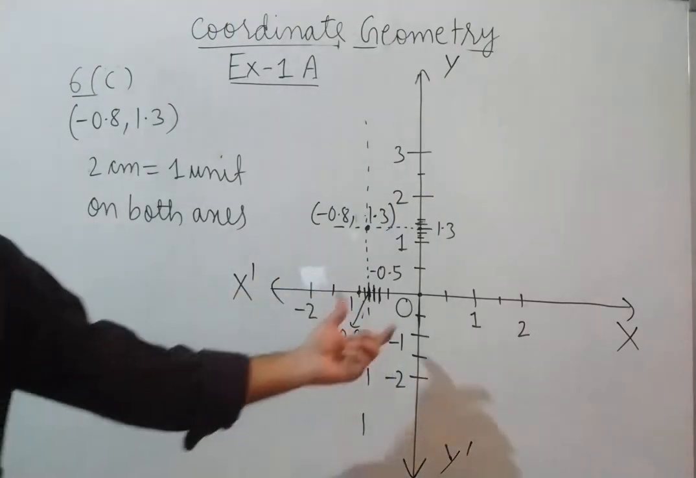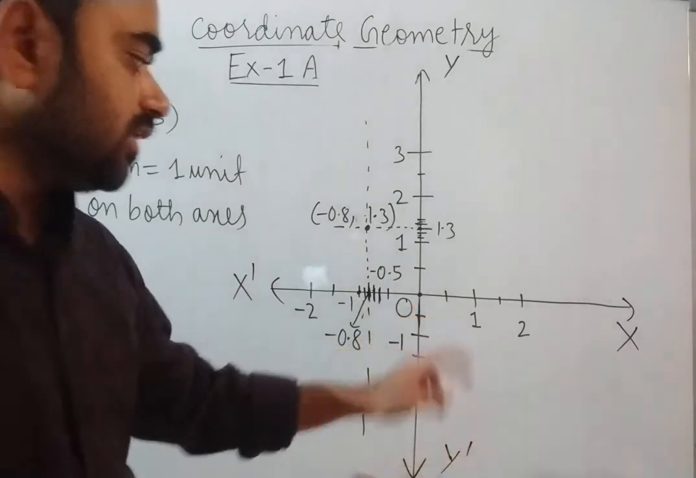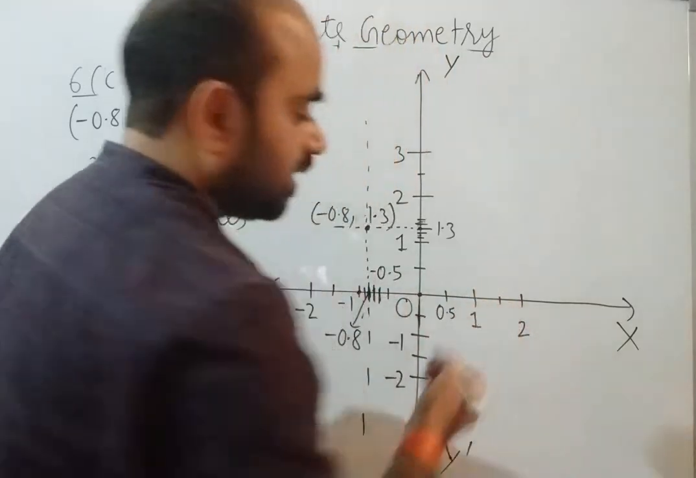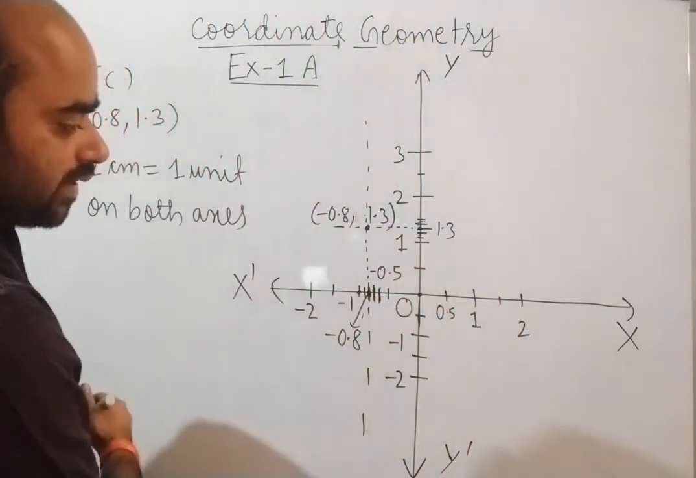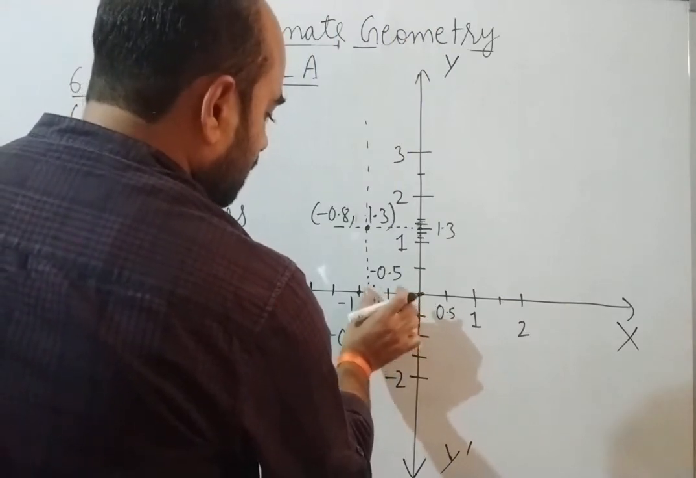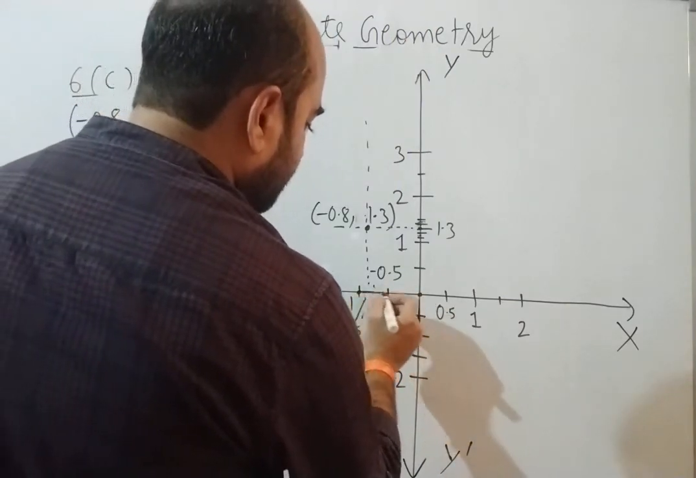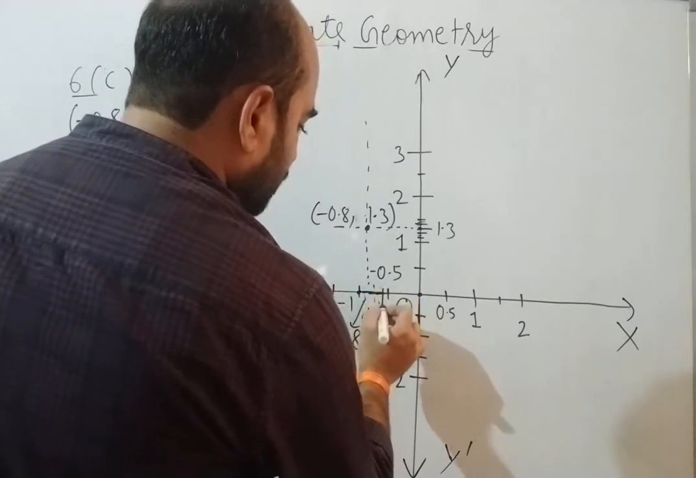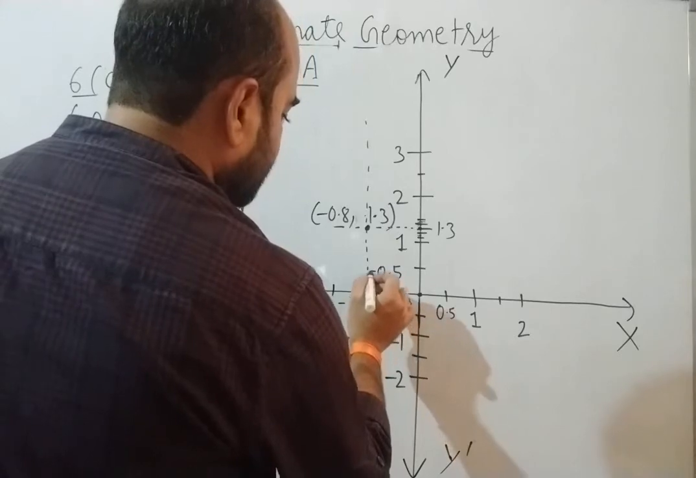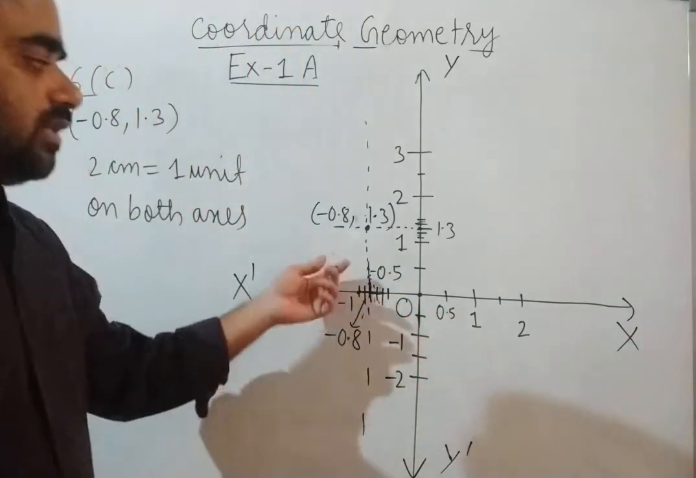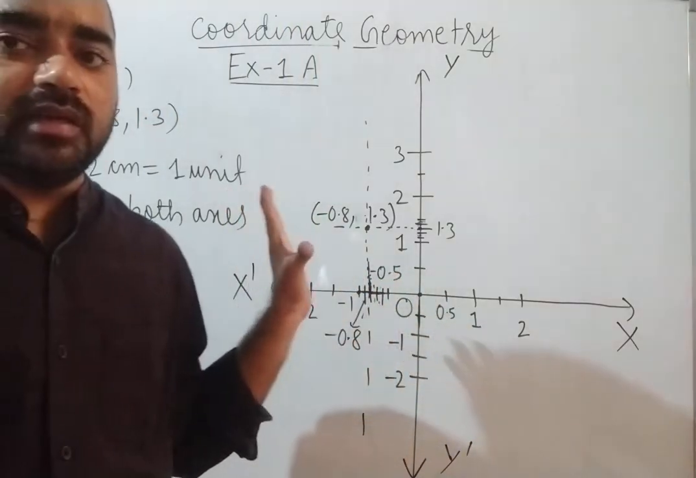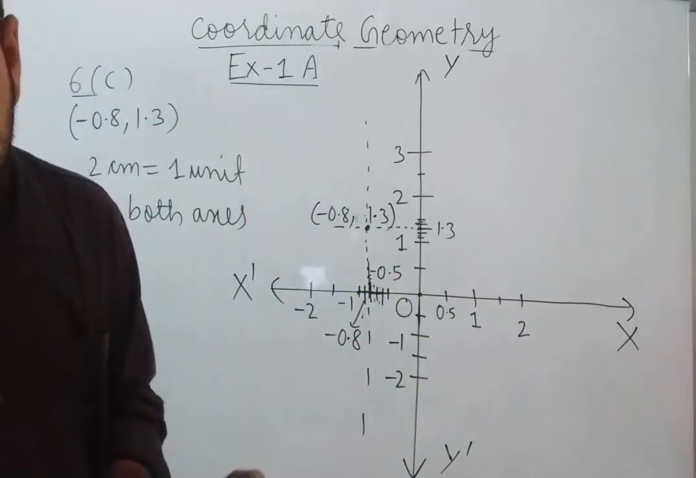Okay. Divisions will be like first 0 to 0.5, then 0.6, 7, 8, 9, 10. That is 1 centimeter. Similarly, on left side also, this is minus 0.5, then after minus 0.5, this will be minus 0.6, minus 0.7, minus 0.8, minus 0.9. So this is the point what? Minus 0.8, 1.3. That is second quadrant. Clear?